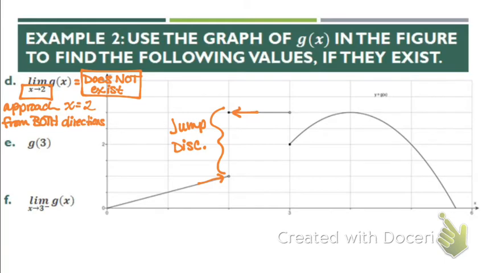What's the notation in part E asking me to do? Yes. We want to evaluate. I want to know what is the output here. When you go to 3 on the x-axis, if I wanted to evaluate this, what would the output be? 2. Right here, I've got my filled in dot.